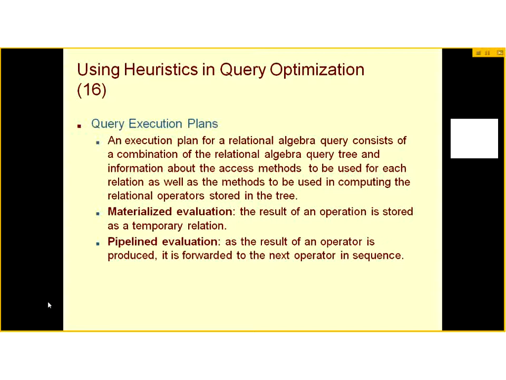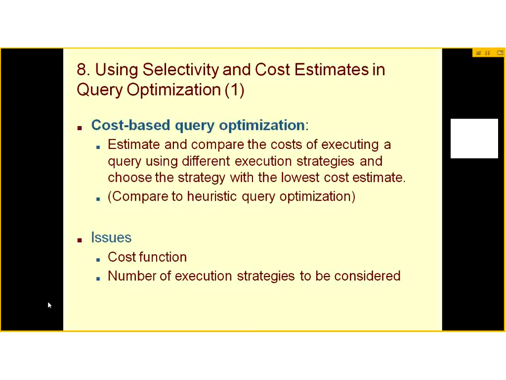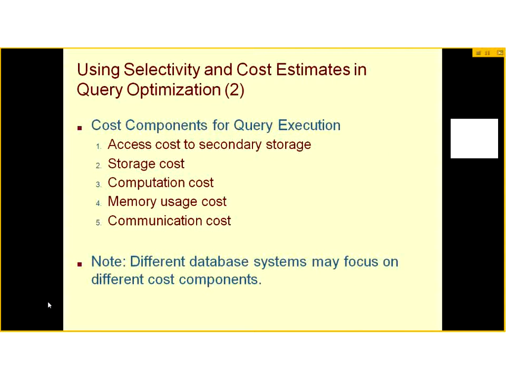In materialized evaluation, the result of an operation is stored as a temporary relation, and in pipeline evaluation, as soon as the result of an operator is produced, it is forwarded to the next operator in the system. So these are two types of evaluations. Then when you are performing cost-based query optimization, the issues are which cost function to use and the number of execution strategies to be considered.